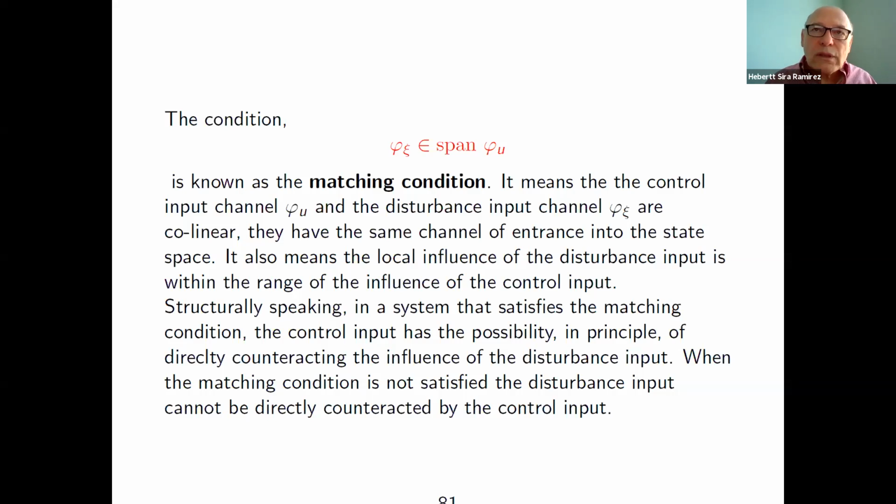While the control, which is a voltage, is acting in a different channel, in the electrical channel. Therefore, in something as simple as a DC motor, which is linear, the matching condition is clearly not satisfied. So whatever disturbances are affecting the load, you will not be able to compensate for them immediately from the control.